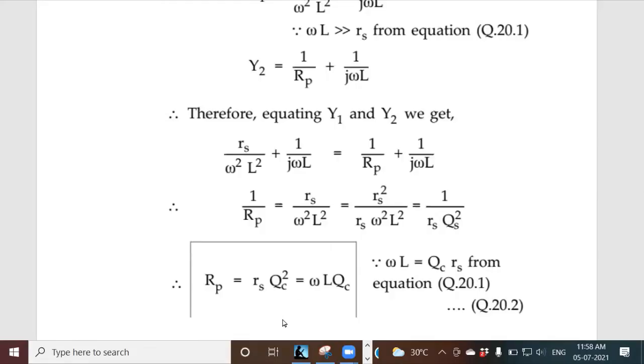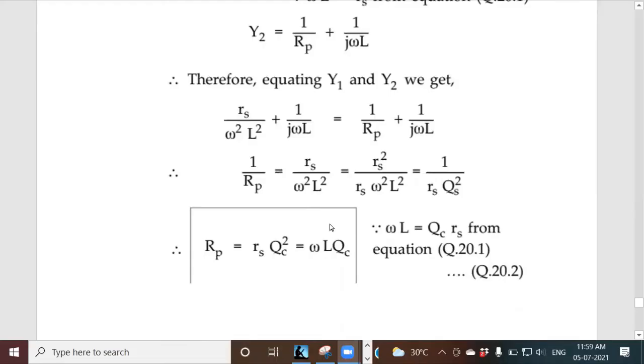Next, how can we represent Rp in another way? Qs is omega L by Rs. So one Qs we are leaving as it is, and for the other Qs we write omega L by Rs. So Rs will cancel, and we will get omega L into Qs. So these are different ways of representing this particular Rp.